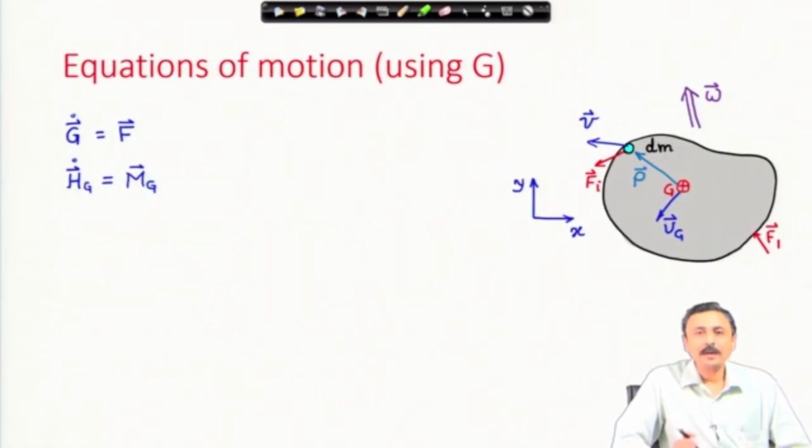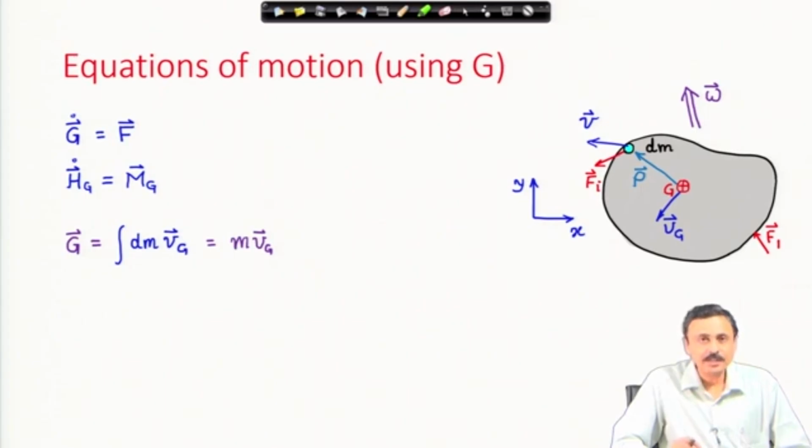Let us look at the equation of motion of this rigid body with the rotational dynamics equation, or the angular momentum equation about G. So, we have the translational dynamics equation, which is the extended Newton's second law for the center of mass, and the angular momentum equation about the center of mass.